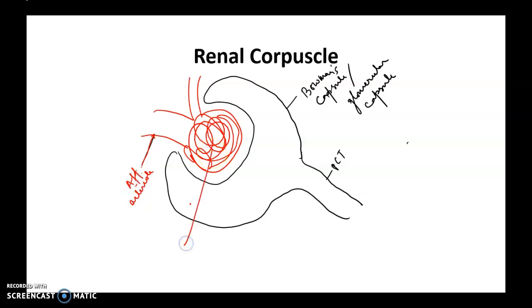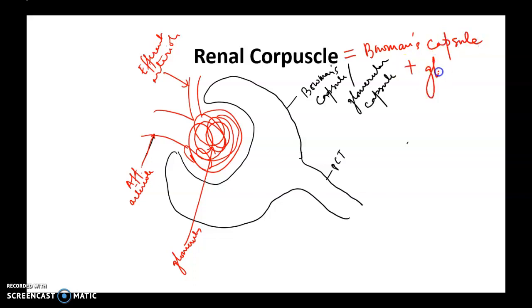We see the glomerulus. We also see the efferent arteriole. Now listen carefully. The Bowman's capsule plus the glomerulus forms the renal corpuscle. So renal corpuscle equals Bowman's capsule plus glomerulus. Together, these two things form the renal corpuscle.